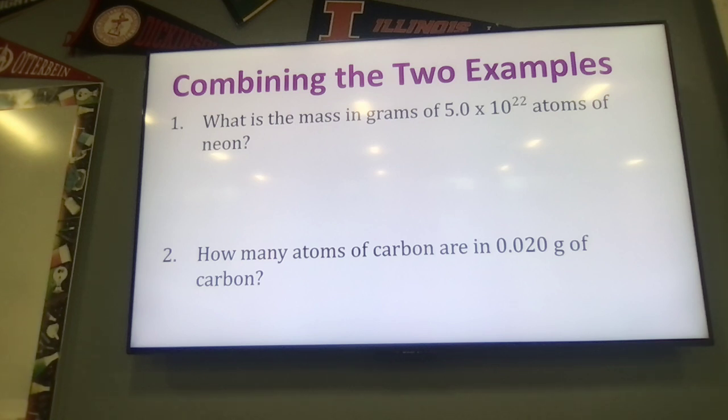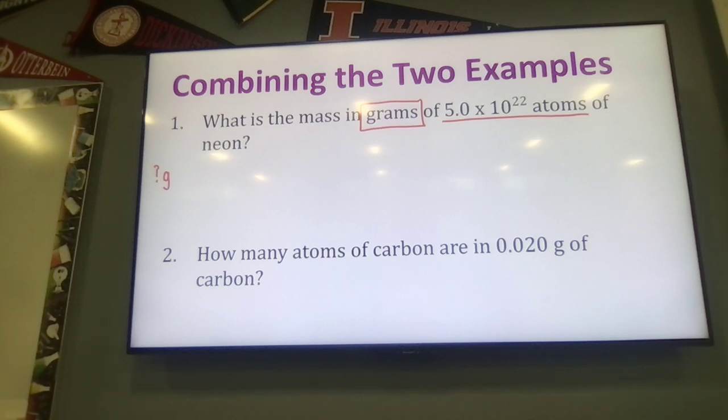So it says, what is the mass in grams? So there's your unit we're looking for. We want grams. I mean, generically, your units are grams, moles, atoms. But those are the three. So determine the mass in grams of 5.0 times 10 to the 22nd atoms of neon.